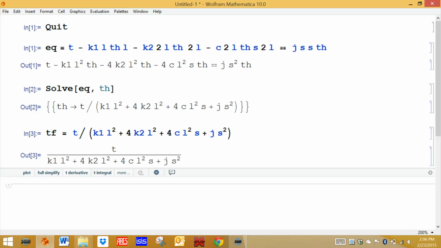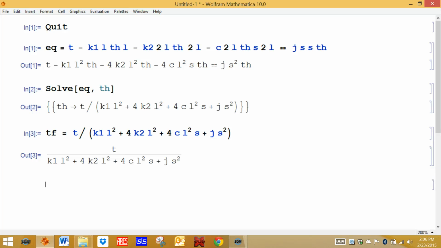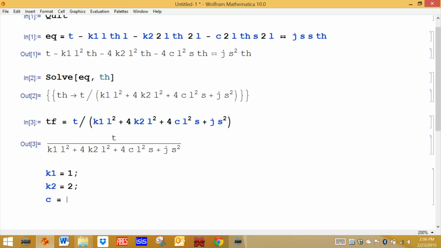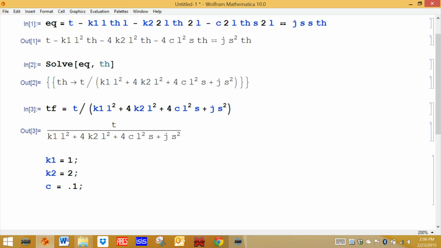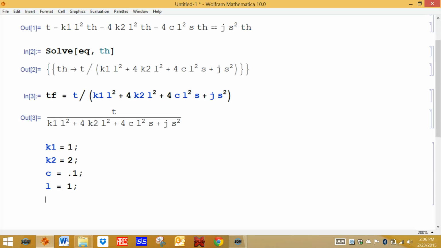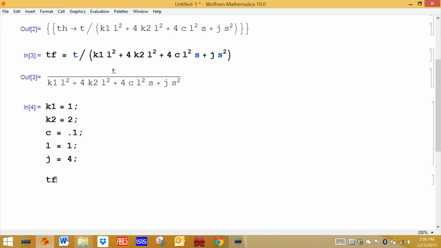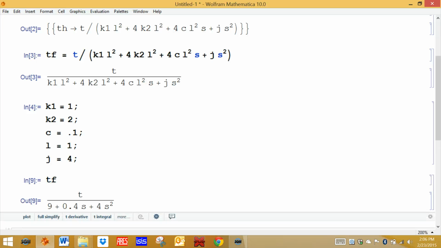So for example, let's put in some numbers. K1, we'll let that be 1. K2 is 2. C, we'll give it a little bit of damping. L, we'll take that to be 1. And J, we'll give it a 4. All right, so boom, and then we'll take a look at the transfer function. There we go, not too bad.